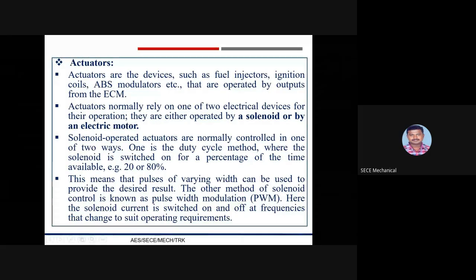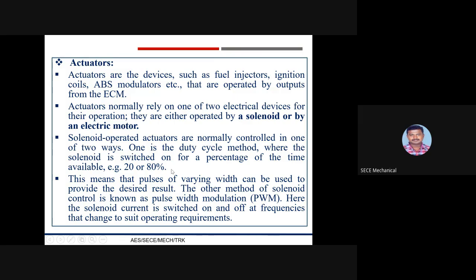Okay, apart from that, the actuators are also used for injecting the fuels, and they also control ignition and ABS modulators, etc. These are operated by the outputs from the electronic control units or modules. The actuators normally rely on one of two electrical devices for their operation. They are either operated by a solenoid or by an electric motor.